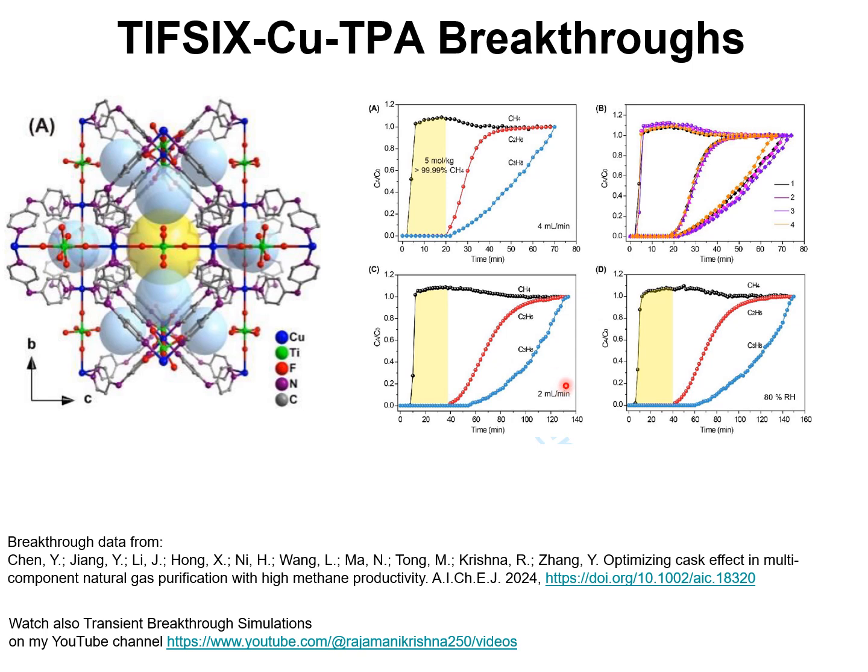The separation performance is practically uninfluenced by the presence of water in the feed mixture, up to 80% relative humidity, and the breakthroughs for 4 different cycles are practically identical, leading us to conclude that TIFSIX-Cu-TPA is a candidate for natural gas purification.